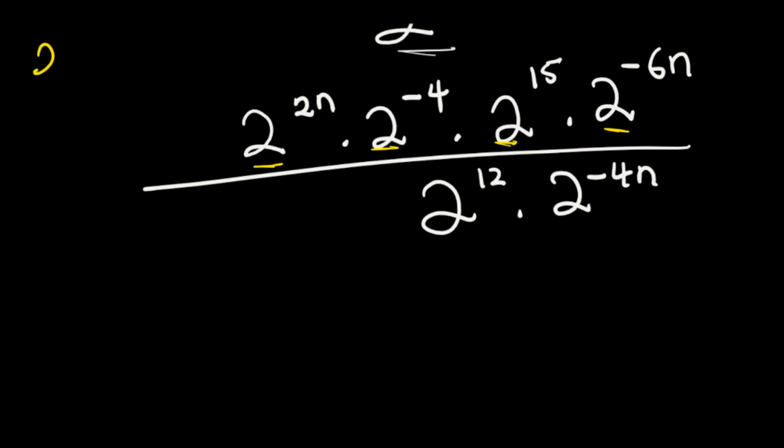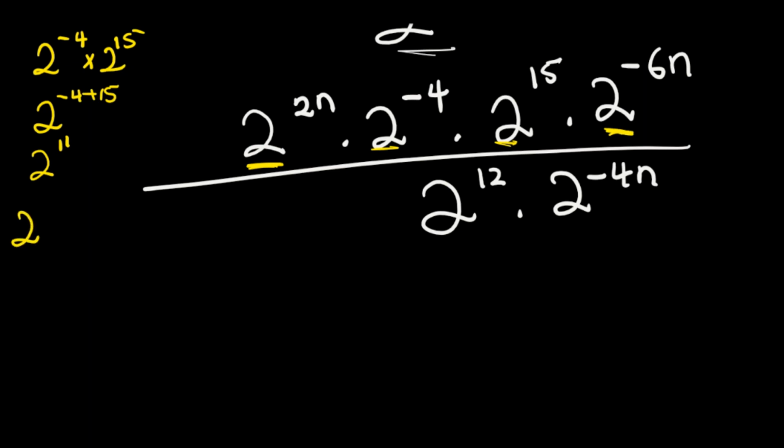So we're having 2 to the power of minus 4 multiplied by 2 to the power of 15, right? And if you add these, so it's going to be 2 to the power of minus 4 plus 15. You're going to get 2 to the power of 11, right? So now we know the answer for this one. And then for these ones, 2 to the power of 2n and 2 to the power of minus 6n.